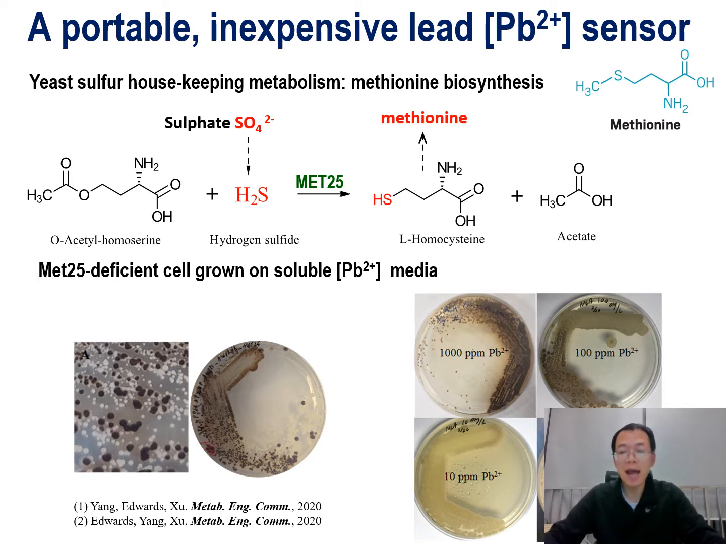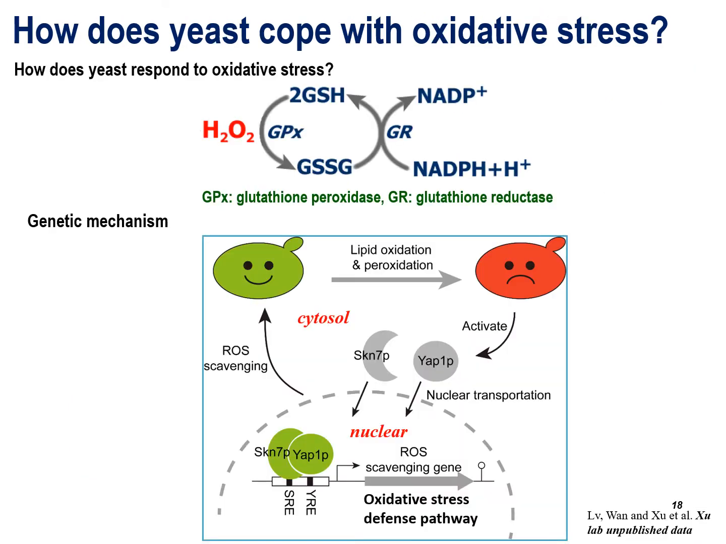It can detect lead concentration up to 10 ppm. So in a word, we could develop a portable, inexpensive lead sensor to represent the heavy metal concentration, and we can easily expand this sensor to include cadmium or maybe silver or other heavy metals to detect in drinking water. So the second example I want to give you is a transcription factor-based biosensor.